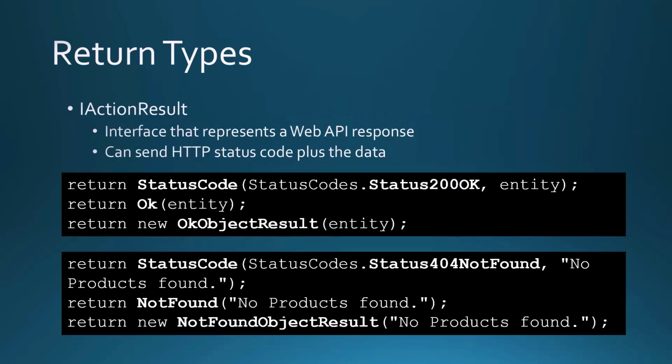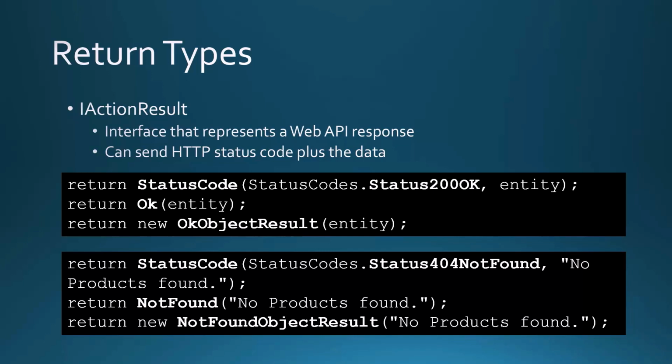So what we should be returning is something else. And one of the things that we can return is what's called an IActionResult. This is an interface that represents a web API response where we send the HTTP status code plus the data. To return an IActionResult, we can use one of these built-in methods that are part of the ControllerBase class. For example, return StatusCode, and then the first parameter is the status code number. The second parameter then is the data that you want to send back.